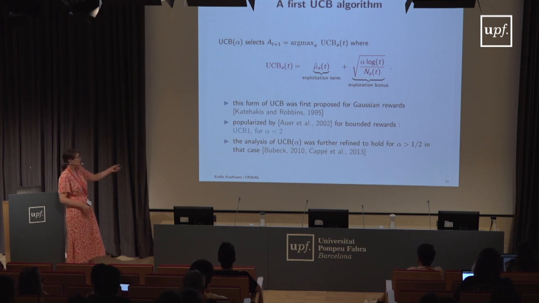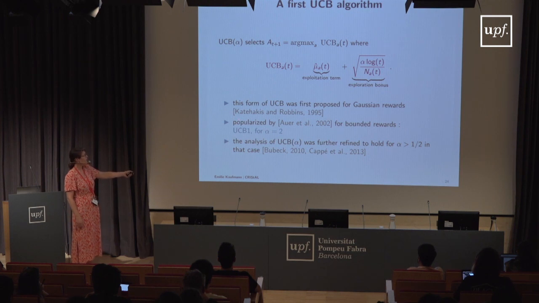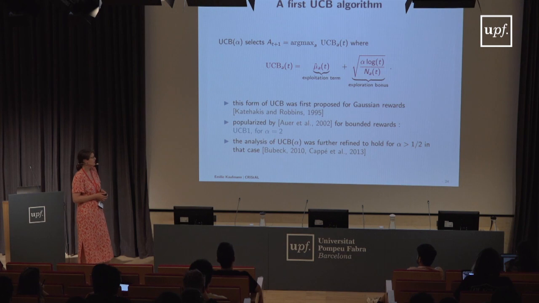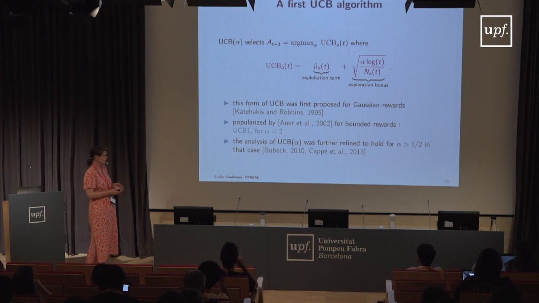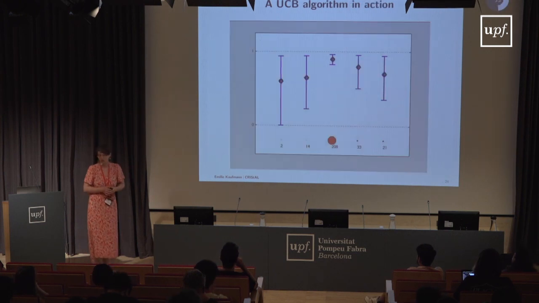So this form of UCB could be traced back to some old work, but was really popularized with the UCB1 algorithm of Auer et al. in 2002, considering bounded rewards, which is a special case with sigma equal to 1/4. And the analysis was later refined in subsequent work.